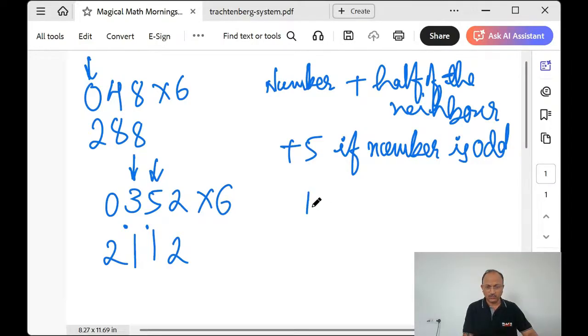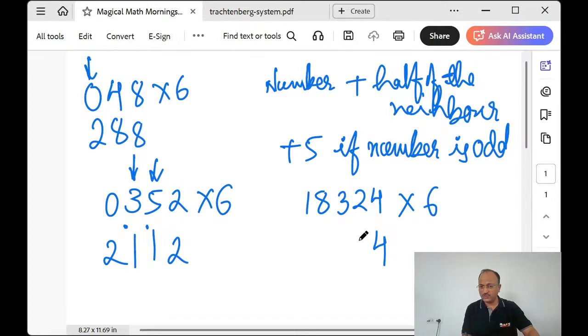We'll take 18324 into 6. Let's take the first number 4, nothing is the neighbor, we'll write 4. Next, 2: half of the neighbor, half of 4 is 2, 2 plus 2 is 4, we'll write it here. The moment we see an odd number, in our mind itself, we should add 5. 3 plus 5 is 8, half of the neighbor is 1, so it will get 9.